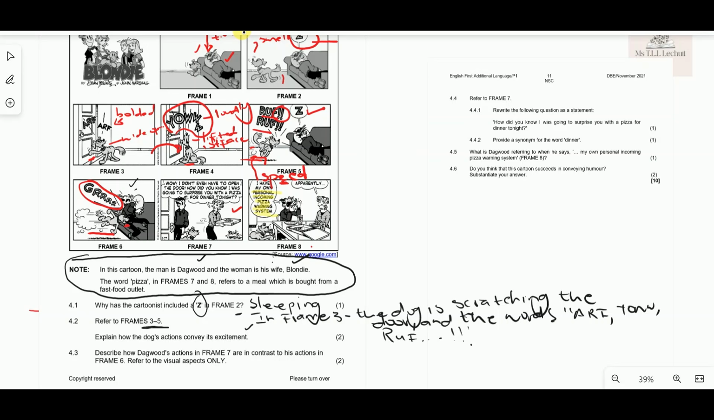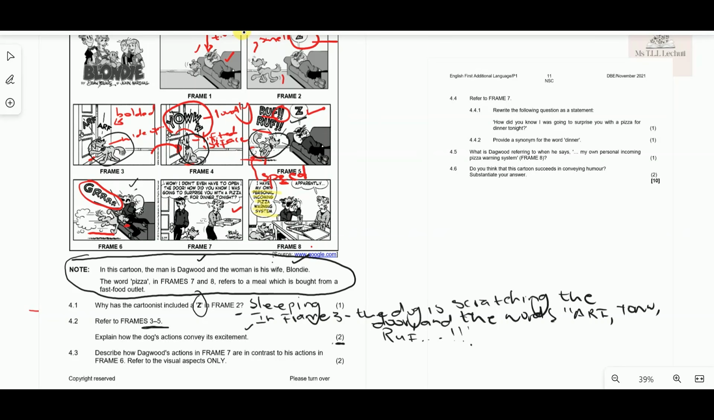to actually indicate to us that the dog is how excited. So when you answer, please ensure that your answer is not only talking about the dog barking. How do we know that it's barking? Give us evidence to say the words are bolded with an exclamation mark. And then once you've spoken about the words, now speak about what? The action, body language, and that is how you'll be able to collect your 2 marks here.